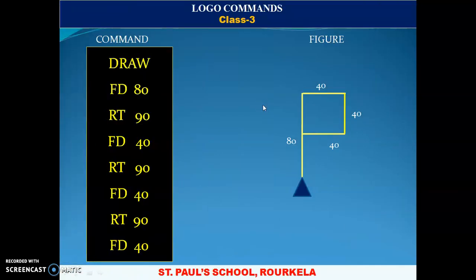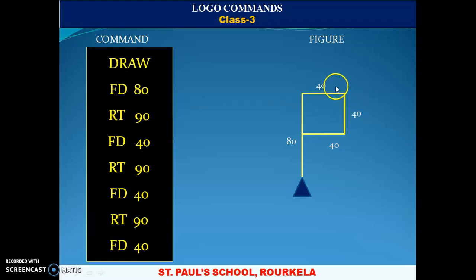Now your next figure is the total position. So you move from this position to this position. What will be the command? FD80. So it will move here to here. Then this line is on the right side. So RT90, it will turn this way. Then FD40, it will draw this line. Then again here, you turn right side. Clockwise means right side. So clockwise you have to turn.